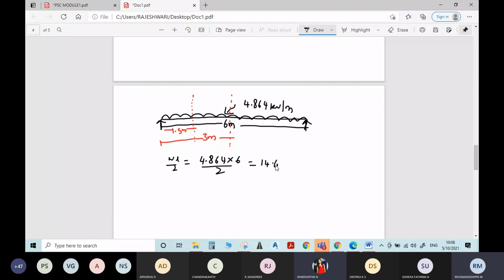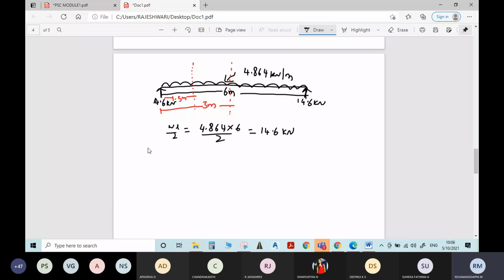14.6 kilonewton. Yes, right answer. 14.6 kilonewton and 14.6 kilonewton. Now you find moment at support, quarter span and mid span. Therefore, moment at support is equal to, what is moment at support? It is 0 only, right? Moment at support will be 0. 14.6 into 0 and the UDL not yet started. It will be 0 only always.